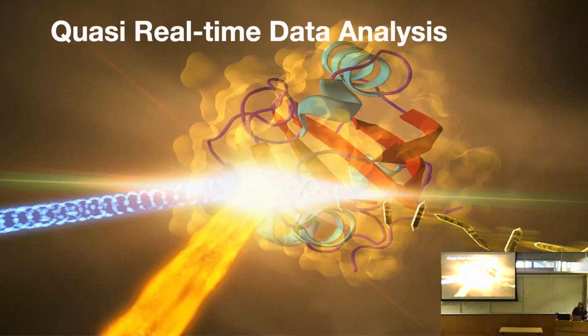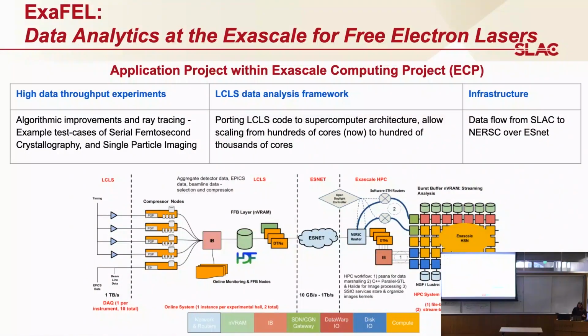Now I'm switching gears a little bit and moving to the other half of our innovation, which is trying to stream data over to NERSC. There is a pilot project called Exascale, whose official title is Data Analytics at the Exascale for Free Electron Lasers. It's basically a pathfinder. It takes SPI and nanocrystallography and tries to work out the entire workflow from beginning to end, from the data to analysis, including all of the infrastructure to stream the data across ESnet over to NERSC.